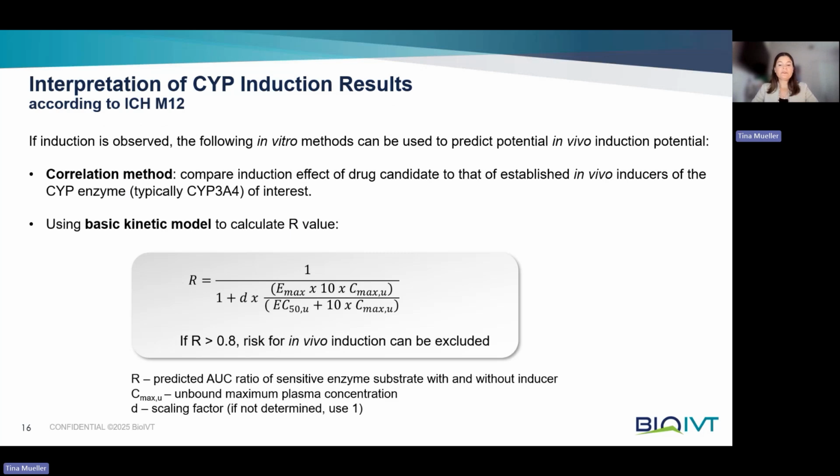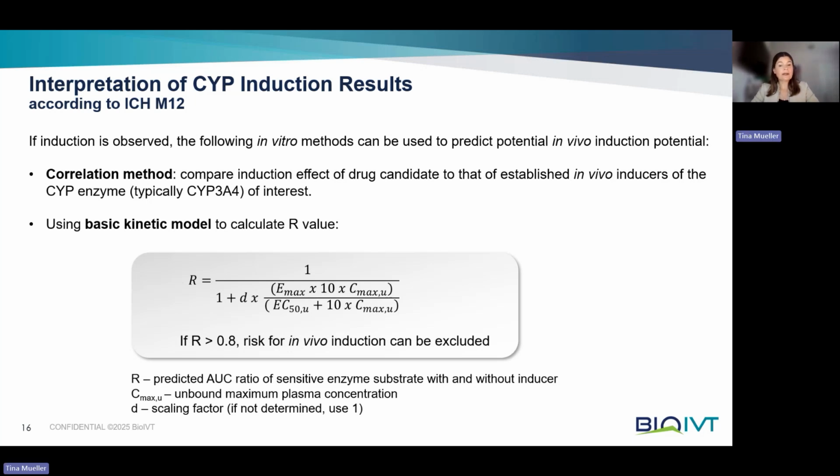Now, let me very briefly mention what follow-up in vitro studies can be considered if in vivo CYP induction cannot be excluded using the simple method which I just showed. First, and without going into too much detail, there's the correlation method. It is based on the relative induction score of well-characterized hepatocyte lots and compares the induction effect of the drug candidate to that of established in vivo inducers of the CYP enzyme that was induced. With that, in vivo induction effect can be predicted.